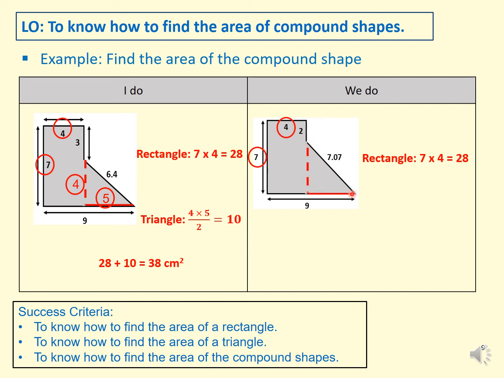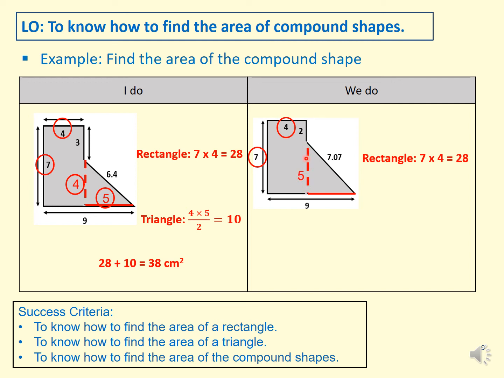So I'm using these two red lengths. For finding this one, I know the whole length of that side of the rectangle was 7. I have 2 in here, so this would be 5. So 7 take away 2 is 5. So this length in here is 5.